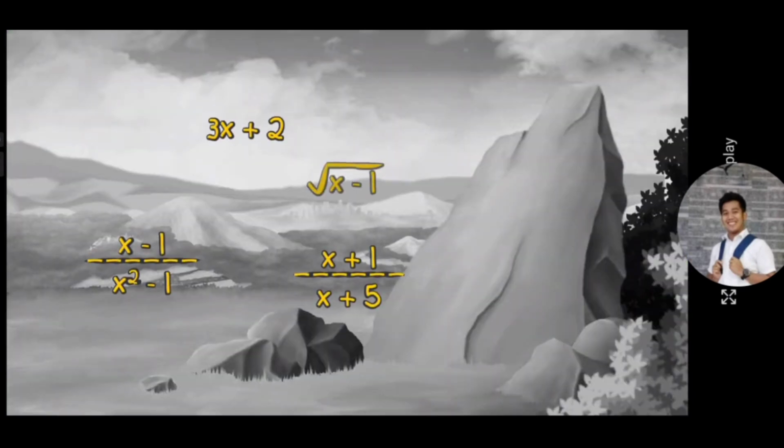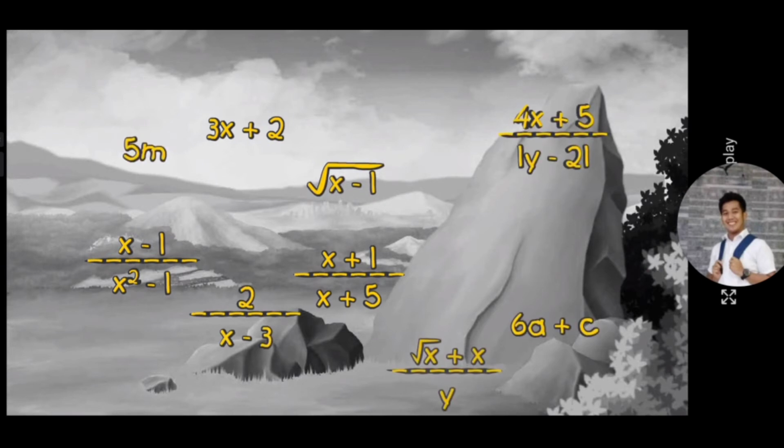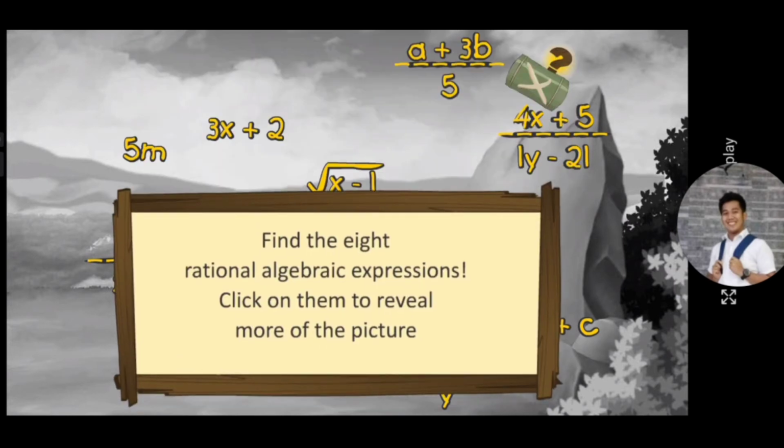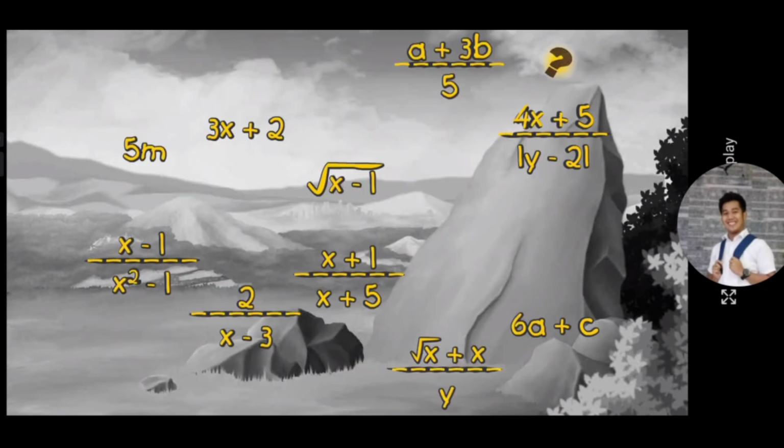This time, we're going to find the 8 rational algebraic expressions. We're going to click them one by one. Again, find the 8 rational algebraic expressions. Click on them to reveal more of the picture. So this time, I will click any. Okay? So we will identify whether it is rational or not.